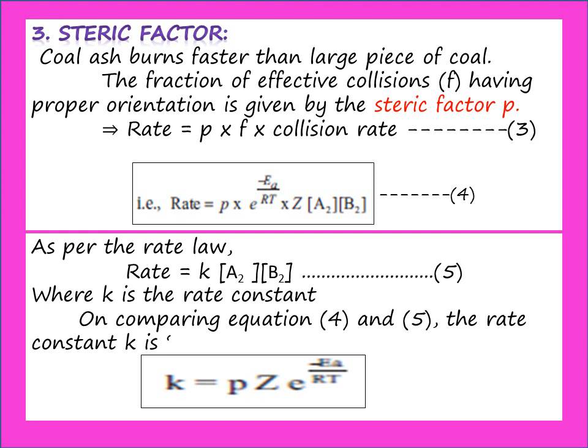As per rate law, rate is equal to K into [A2] into [B2]. Now, if you compare the fourth and fifth equations, both are equations for rate. So, K into [A2] into [B2] will be equal to P e to the power minus Ea by RT into Z into [A2] into [B2]. [A2][B2] gets cancelled. You will have the rate constant value, which will be equal to P Z e to the power minus Ea by RT.